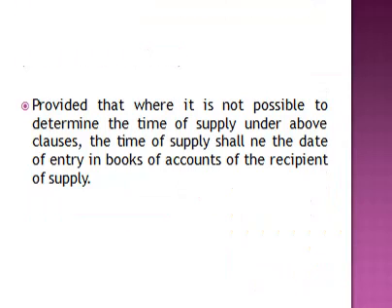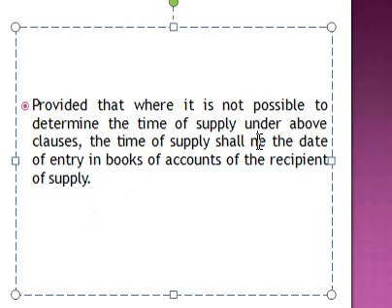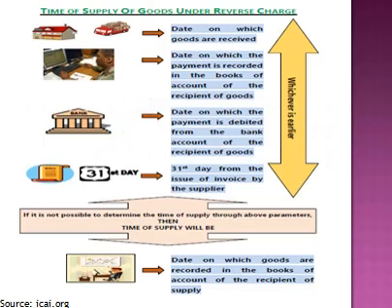Provided that where it is not possible to determine the time of supply under the above clauses, the time of supply shall be the date of entry in the books of accounts of the recipient of the supply. So, the date on which you entered it in your books of accounts will become the date. Again, you can refer to this chart.